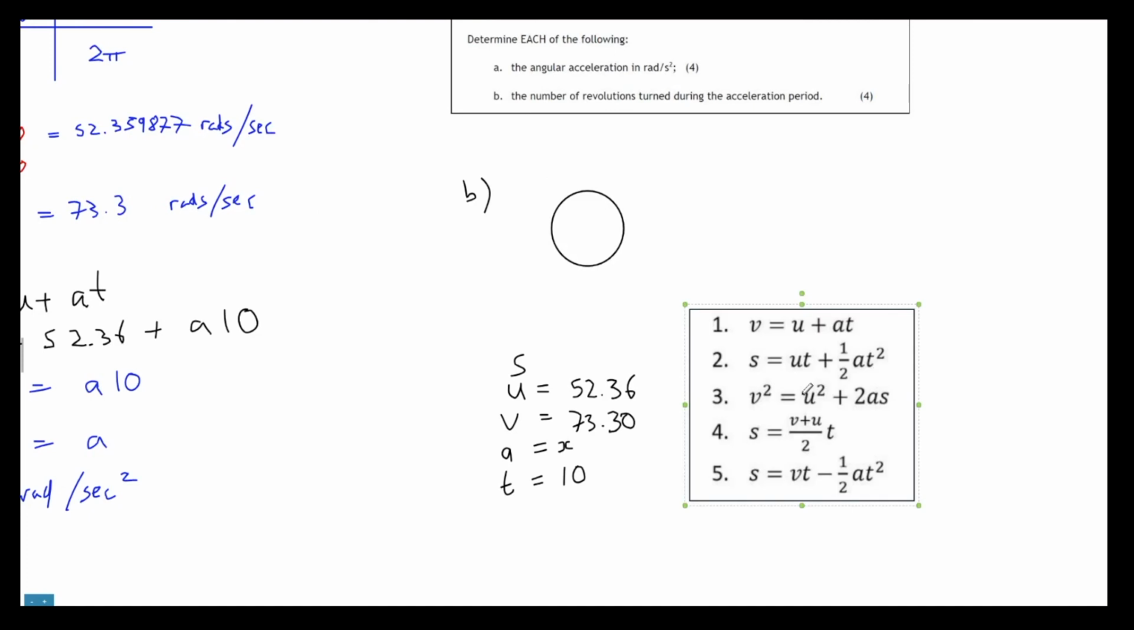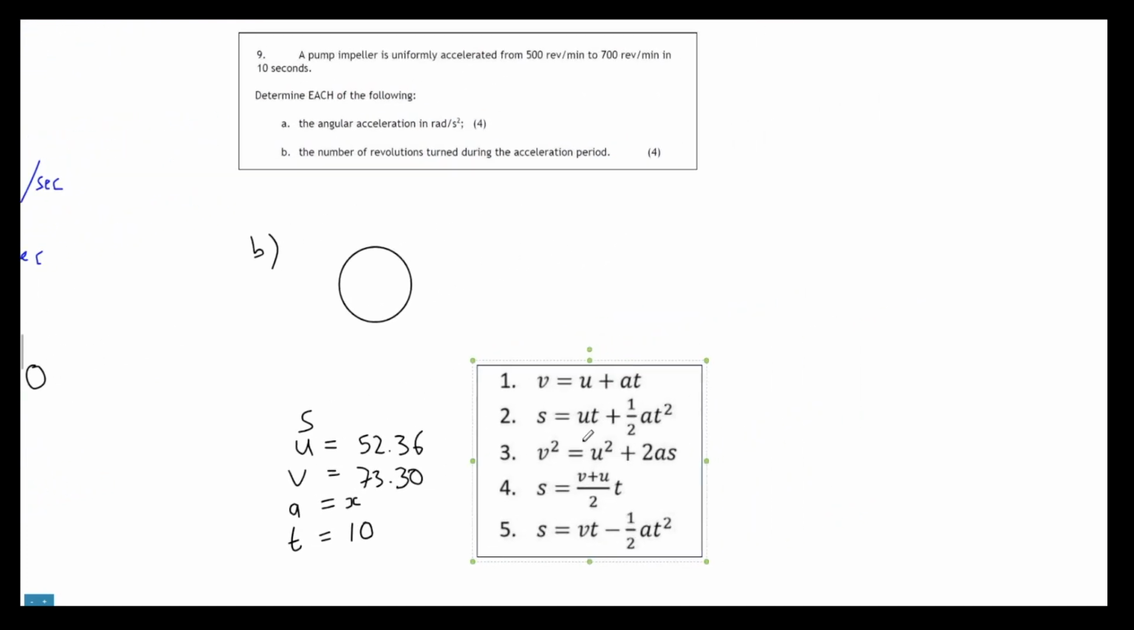Number of revolutions. So I don't want this to be in radians anymore. This radian thing is no good to me. Let's have a look at the initial velocity, which was equal to 500 revolutions in 1 minute, or we could say in 60 seconds. I could write 1 min, and this is rev. And then I want to be talking revolutions anyway, so this is good for me.